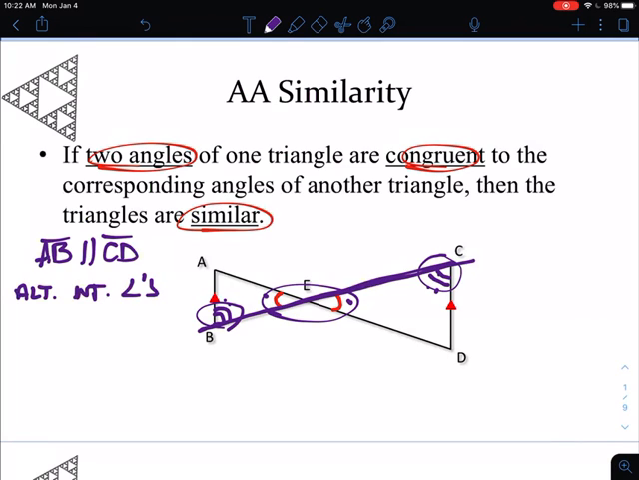So now I just got to be really careful with how I name them. So triangle AEB will be similar to triangle... So here I got to be careful. A is the only unmarked angle, so it matches up with D.